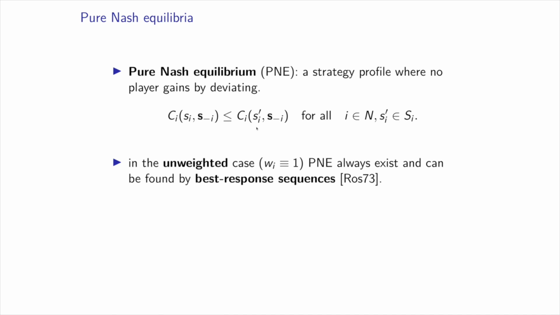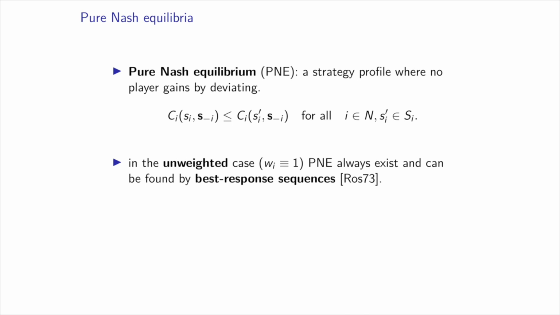In the unweighted case, if all weights are 1, congestion games have very nice properties. Pure Nash equilibria always exist. Not only that, there is an algorithmic flavor to this result, in the sense that they can always be found by best response sequences, which you can think of as local search dynamics. This nice result was proven by Rosenthal in the 70s. Unfortunately, in general congestion games, pure Nash equilibria need not exist, since the weights can be different.